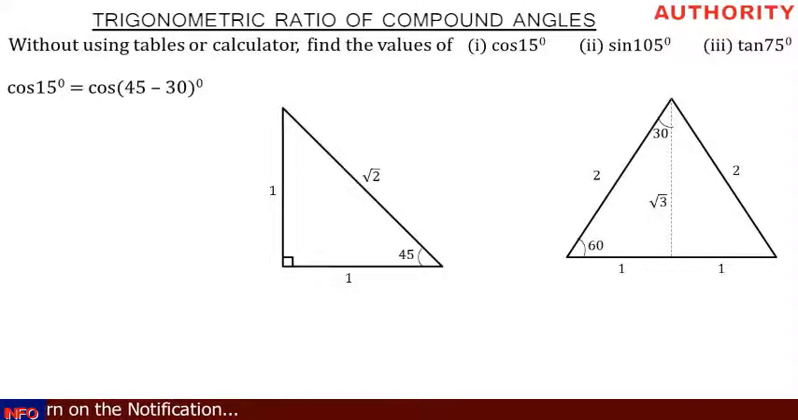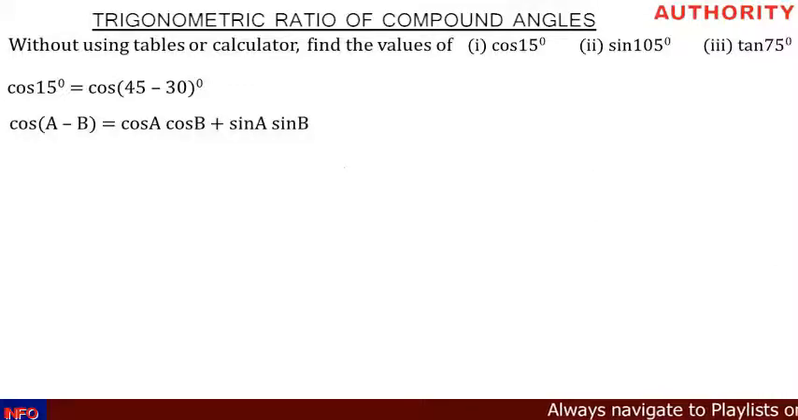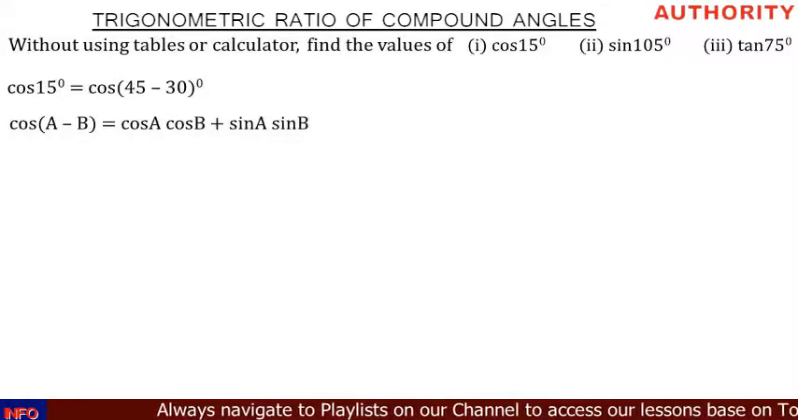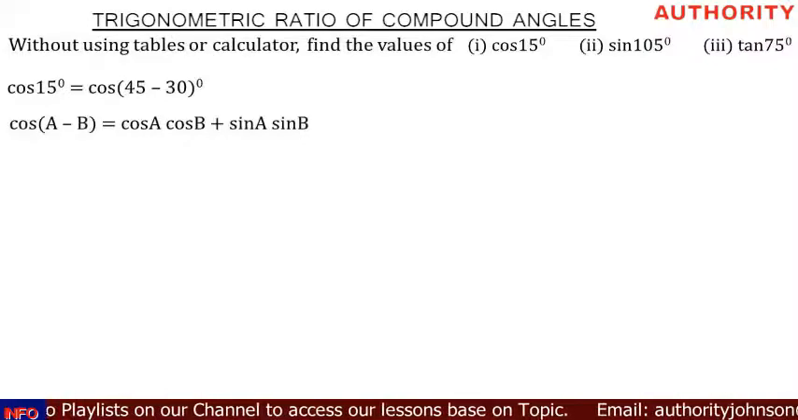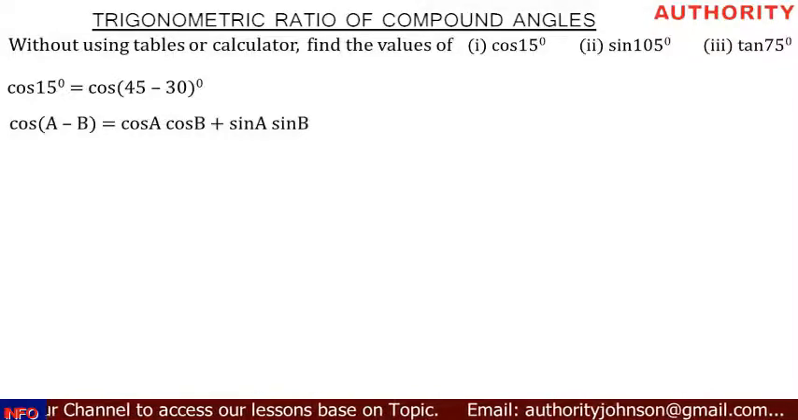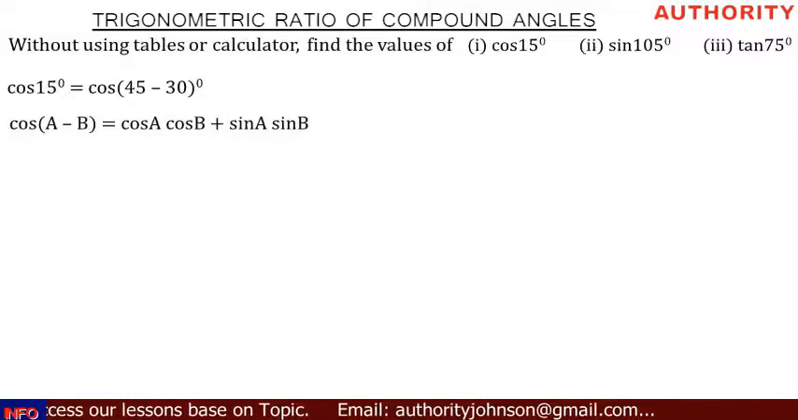In one of our lessons, we talked about the trigonometric ratio of multiple angles and proved some theorems, one of which says that cos of A minus B is equal to cos A cos B plus sine A sine B. If you have not watched that lesson, please do so. It's very important. We say cos of A minus B is equal to cos A cos B plus sine A sine B. You get it?